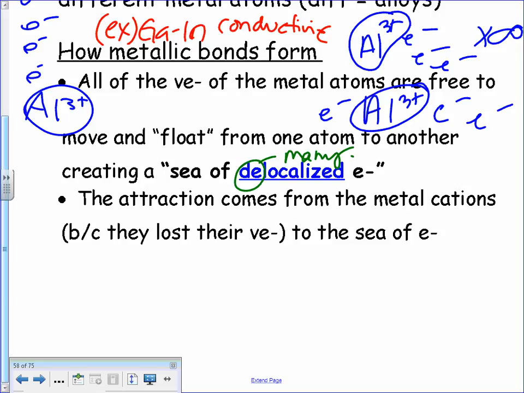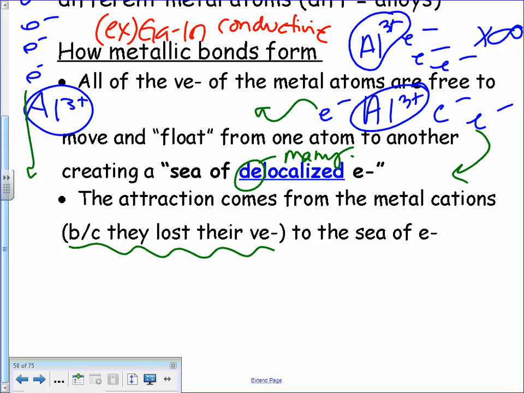So if I really wanted to show that, I'd say they're moving this way, and this way, and this way, so they're crazy, right? They're delocalized in a sea of electrons. And then here's that picture again, where the aluminum cation had lost its valence electrons.